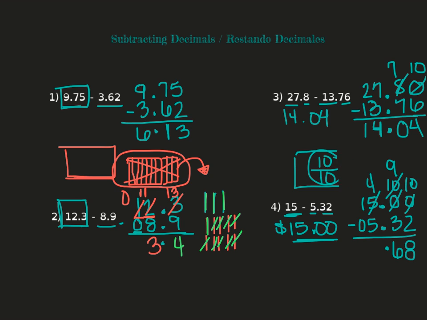So I'm going to just erase this from up here so that we have enough space to work everything out. And so I'm going to take this 1 ten that I have and break it apart into 10 ones. 10 ones plus this 4 is going to give me now 14. Now I have enough to take away the 5. So 14 ones minus 5 ones is going to give me 9. And then for 0 minus 0, well, that would be 0. So my response is going to be 9 and 68 hundredths.